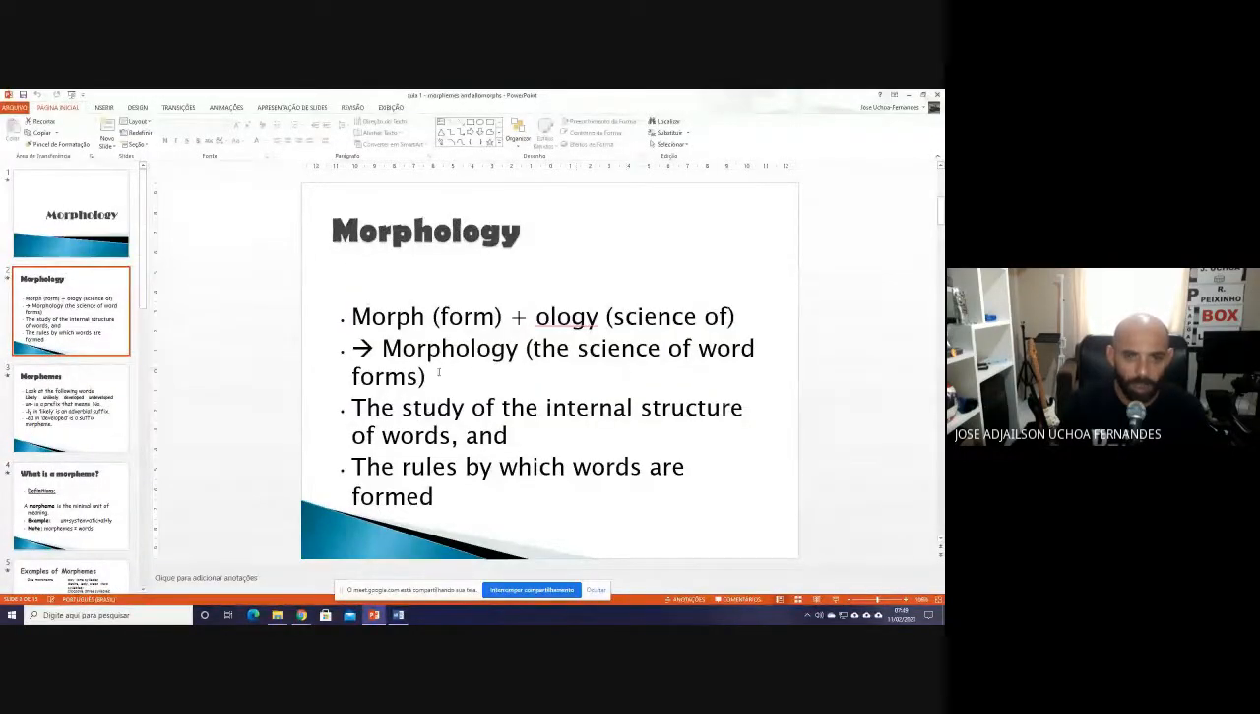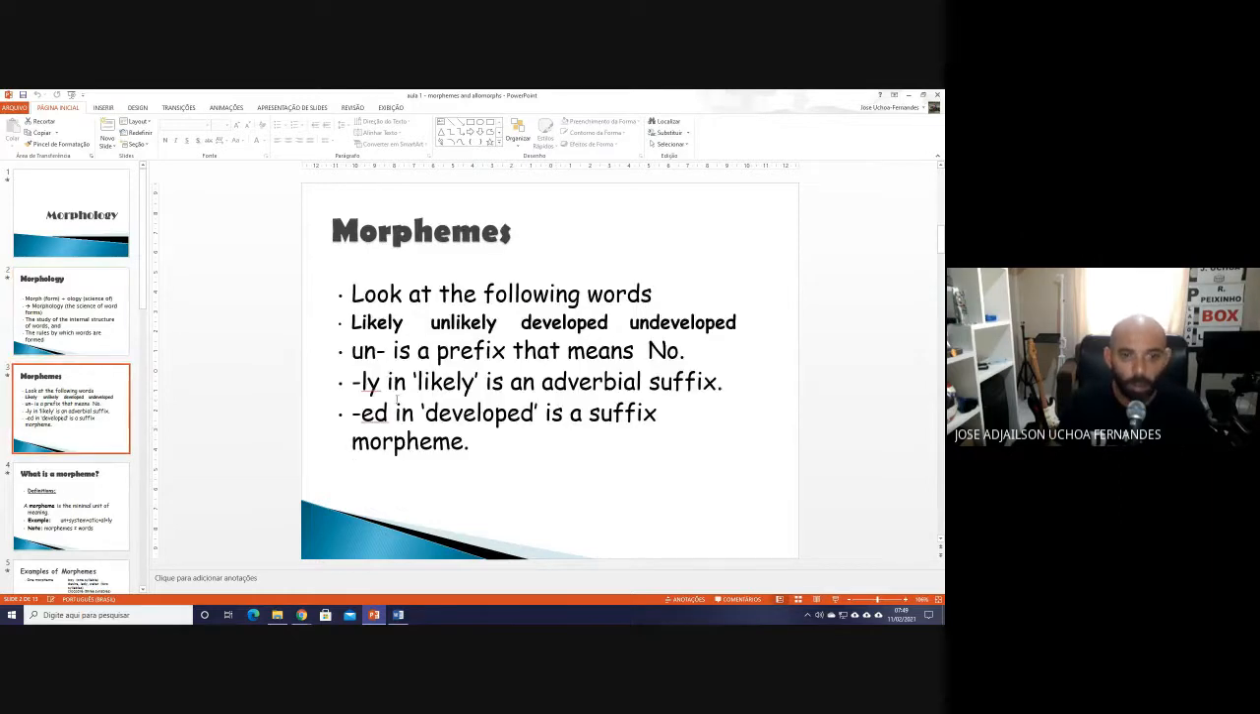That's it. The science that studies word forms, okay, and the internal structures that govern these processes of word forming. Words are not formed randomly, but there are rules that should be followed. Morphology deals with these rules. Now, the morpheme is the minimal unit, okay?